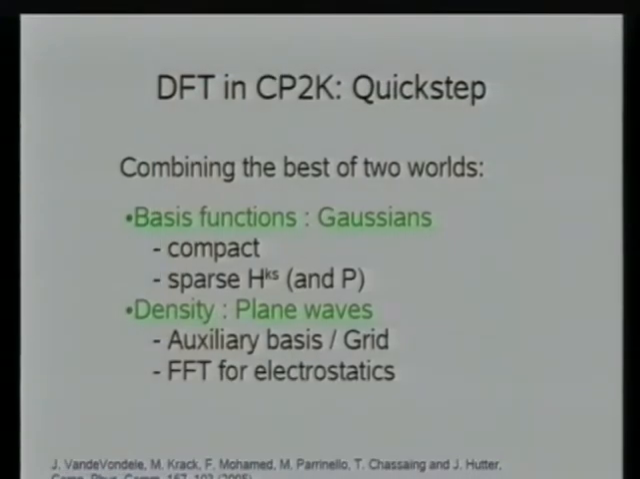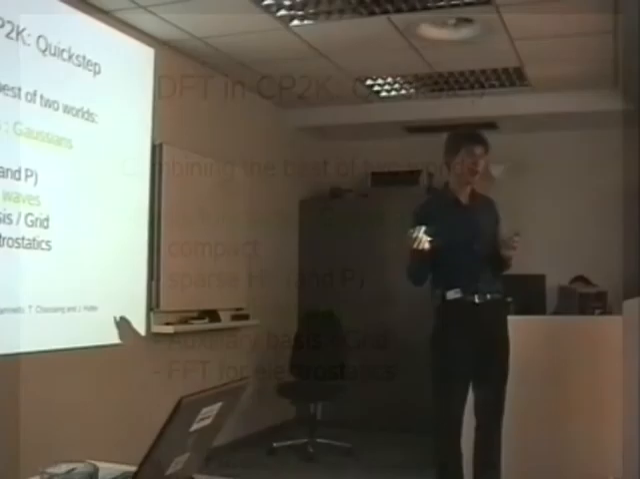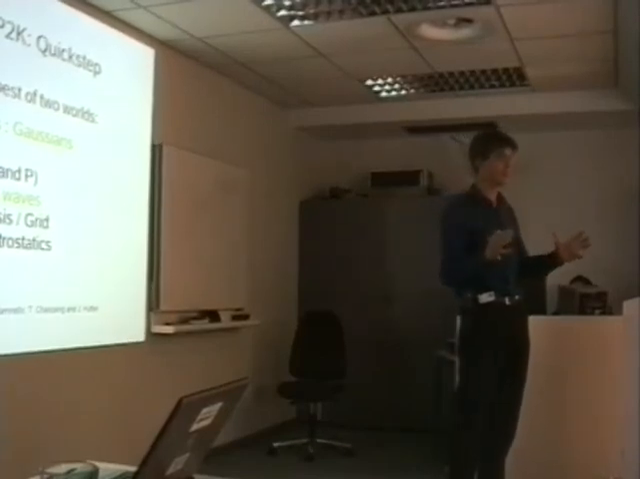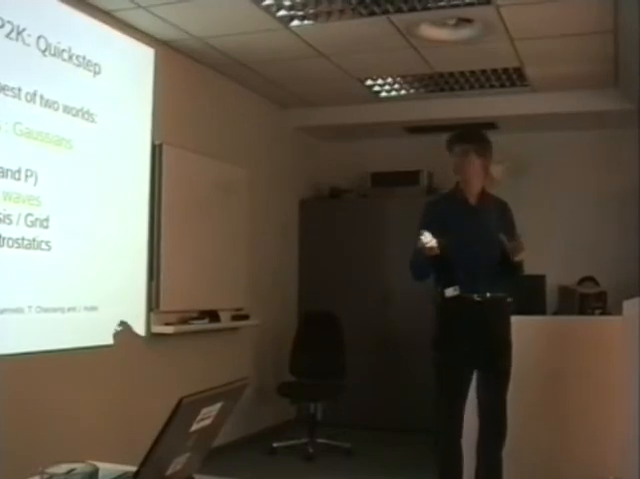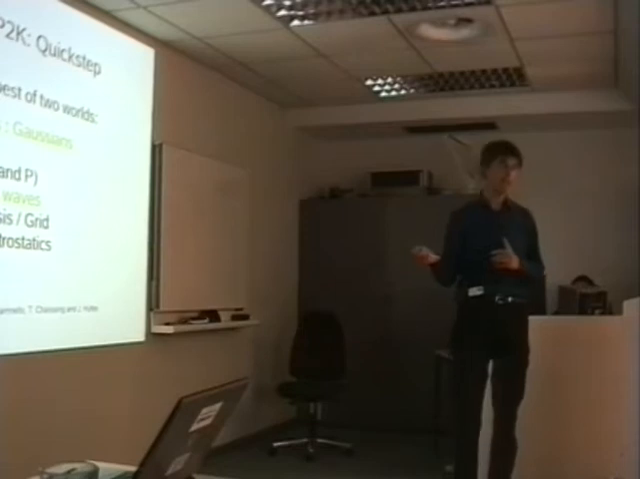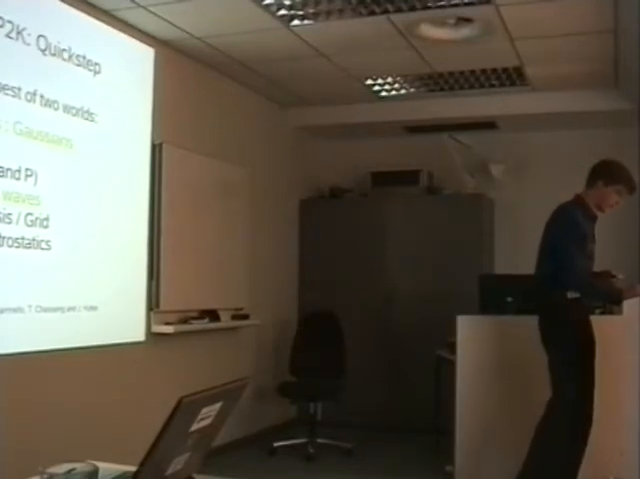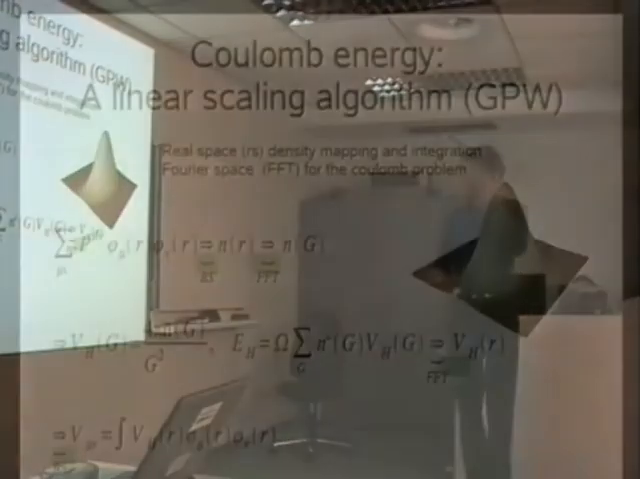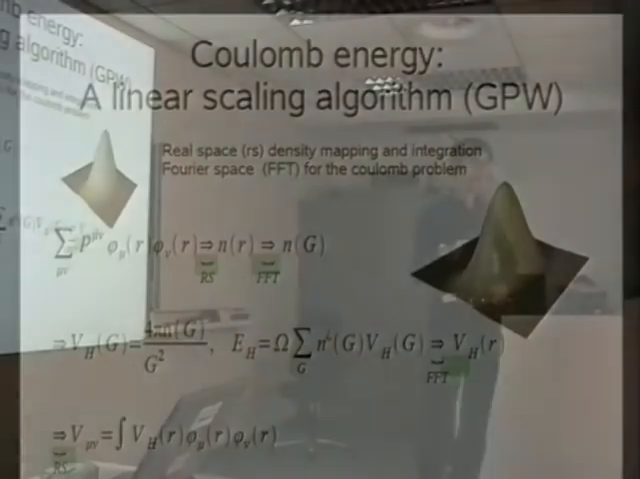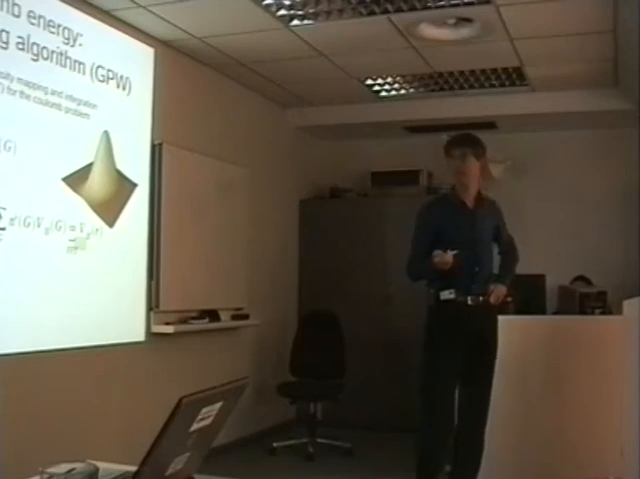So we use Gaussians as basis functions. They have the advantage that they are localized and very compact. So with a relatively small basis, we can get a good description of the wave function. But we also use the plane waves to compute the electrostatics. And that I want to show here. That's the main algorithm of CP2K, how we get a linear scaling calculation of the Coulomb interaction between the electrons.